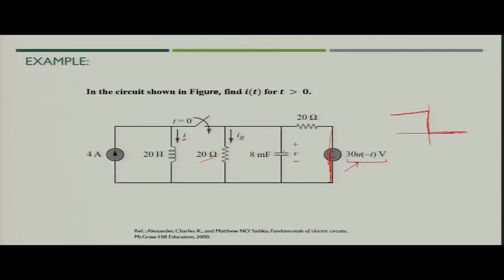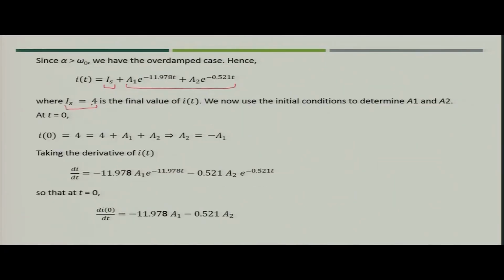When the switch is closed for a very long period, the capacitor will act as an open circuit and the whole current will flow through the 20 Henry inductor. So the I_S value is nothing but 4 ampere in the circuit. Now, if you put t equal to 0 in the above equation, you know that i at t equal to 0 is 4, which you just calculated. So, you get A2 equal to minus A1.